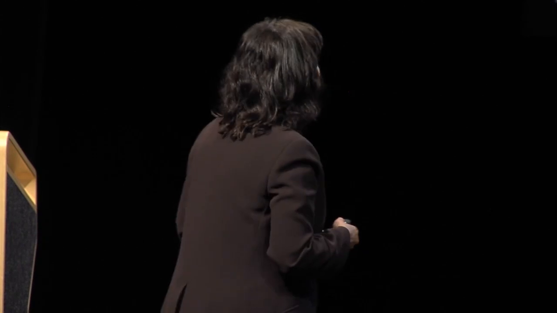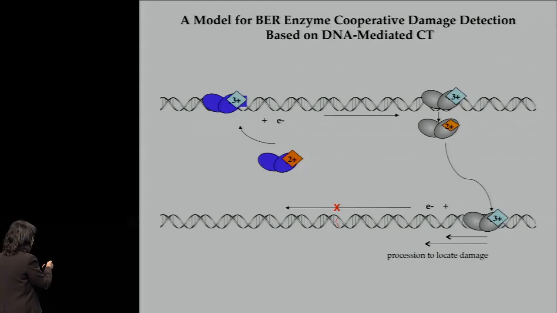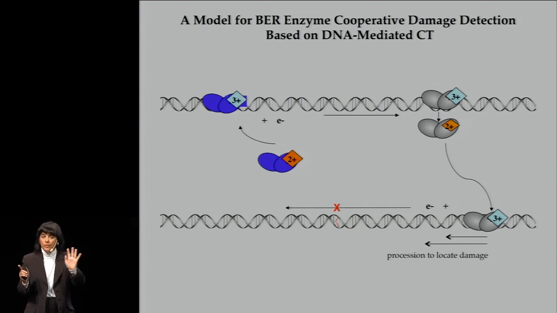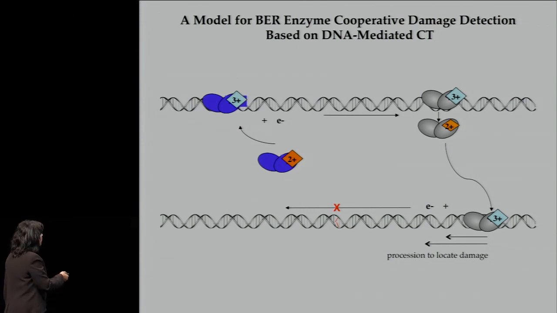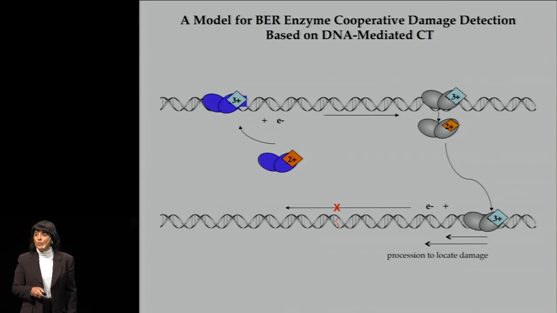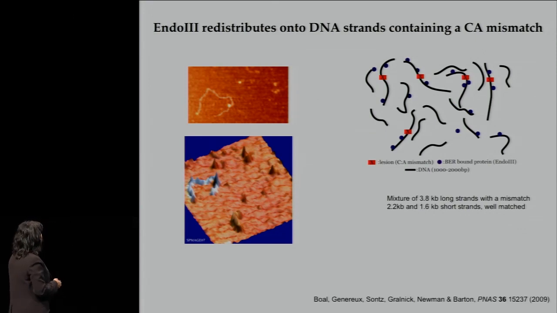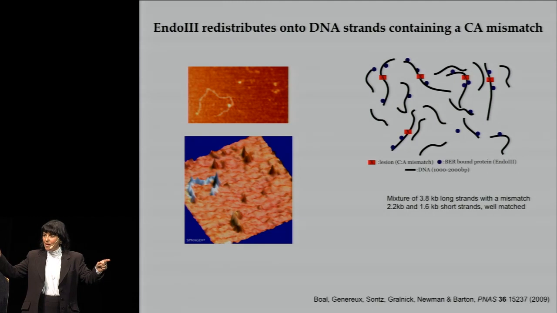One experiment that Pam Sontz and the group did was to say the following. If I have strands of DNA that are fully matched, well matched, mixed with strands of DNA where we have a mismatch, not a substrate for one of these repair proteins, but something that interferes with electron transfer, the proteins should still redistribute onto the strand where we have a mismatch. And so she made strands of DNA with a mismatch, 3,800 base pair long strands with one mismatch in it. And she mixed it with strands of DNA that were well matched.